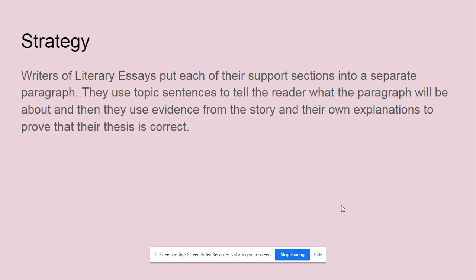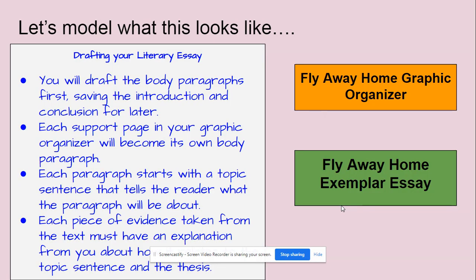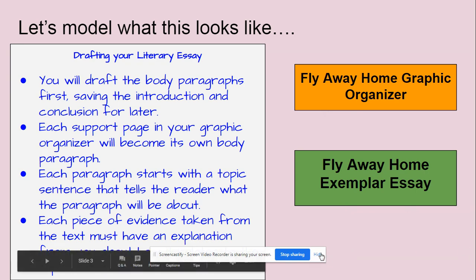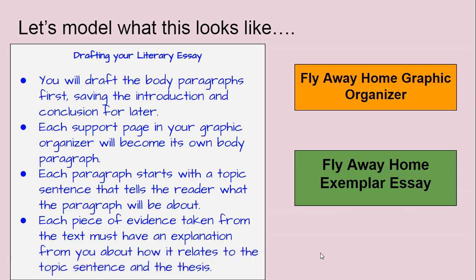And I'm going to be modeling all of this for you. Because there's a couple different things we need to do, let's model what this is going to look like. But let's start by reviewing our anchor chart here. Here are the steps to what you're going to be doing when you're drafting.